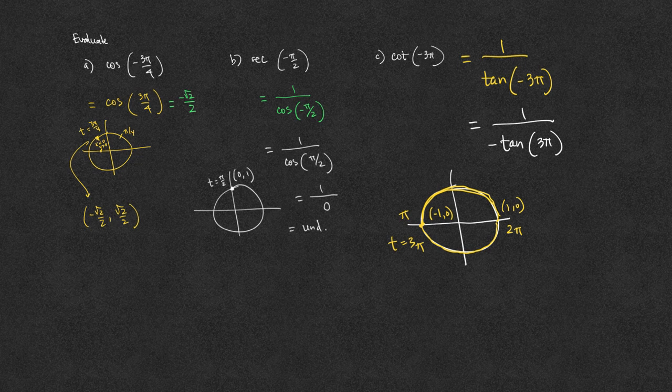By the definition, tangent is y over x, and so we have 0 over negative 1. The negative in front of tangent stays. The y-coordinate of the terminal point is 0, and the x-coordinate of the terminal point determined by 3 pi is negative 1. Simplifying this, we have 1 over negative, 0 over negative 1 is 0, and this is 1 over 0, which is also undefined.